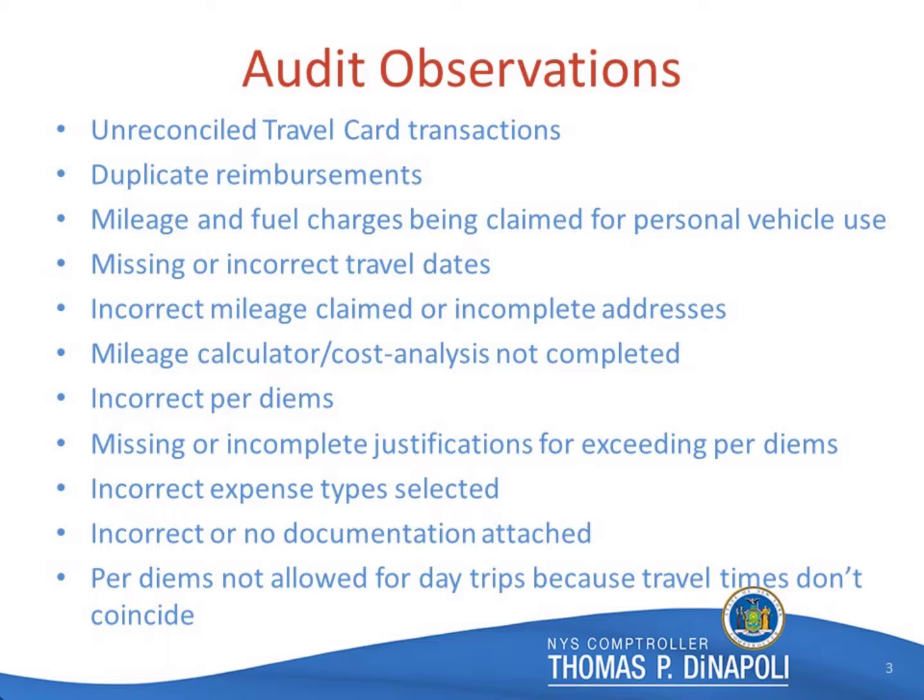Another are incorrect per diems. So this happens when the chosen per diem expense type does not agree with the method of travel. So for instance, if a traveler stayed with a friend for an overnight trip but chose method 2 as their per diem expense type instead of method 1, this would be the incorrect per diem expense type. Travelers and reviewers should ensure the chosen per diem expense type is appropriate and in accordance with the OSC Travel Manual.